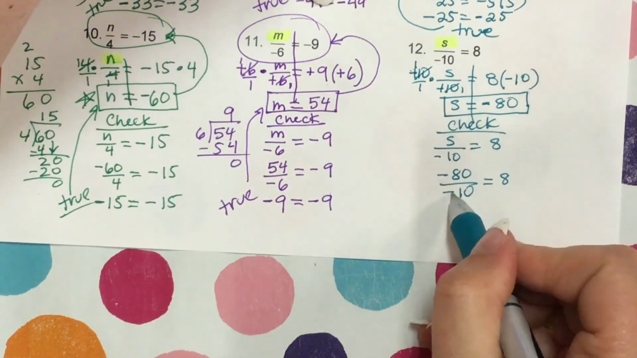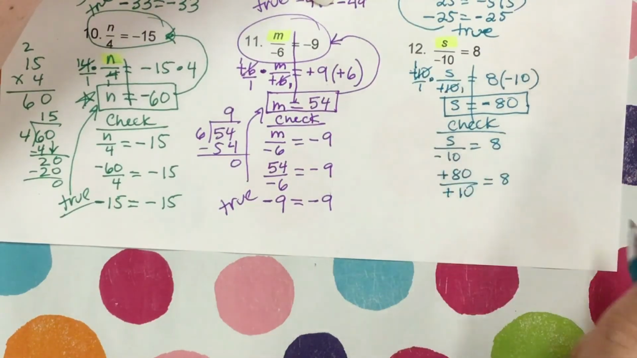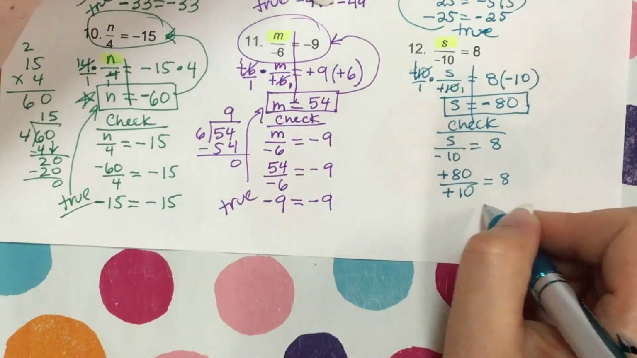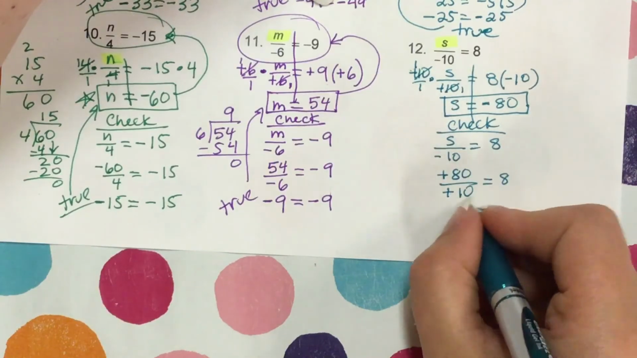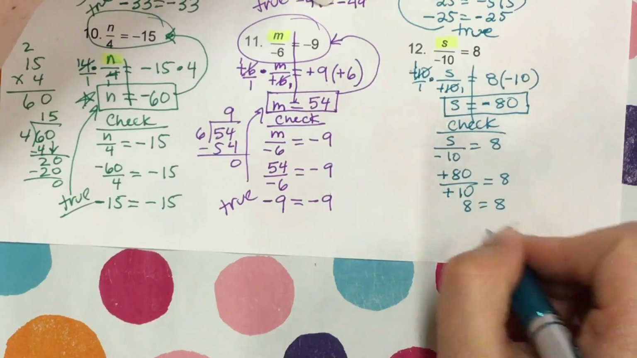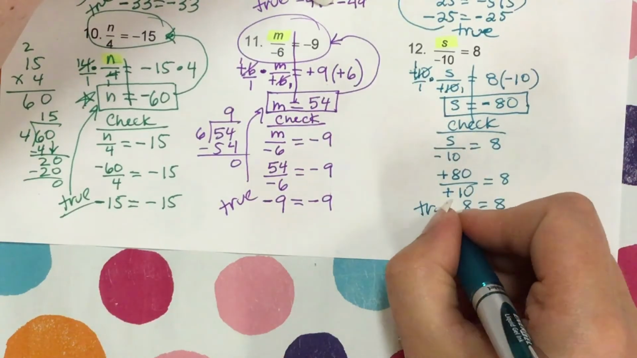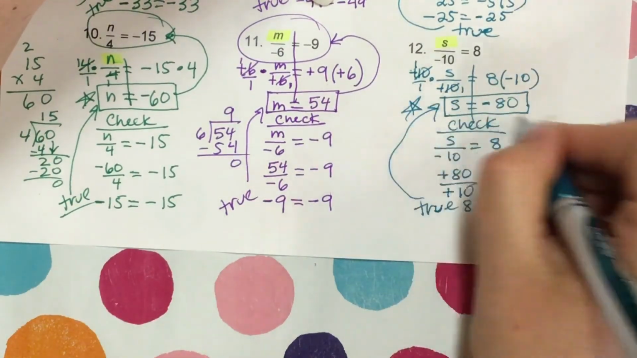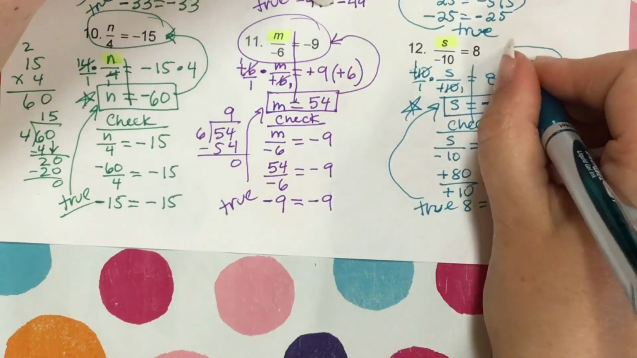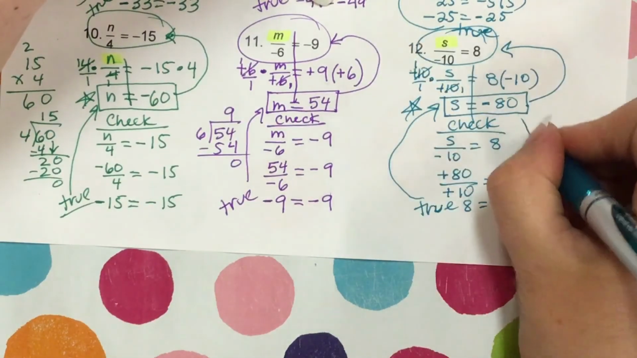A negative divided by a negative, that is a positive. And 80 divided by 10, 10 goes into 80 8 times. So our answer is 8. And 8 is equal to 8. And it's a true statement, which means our answer is correct. s equals negative 80 is the answer to the original equation. So woohoo, we did it right.